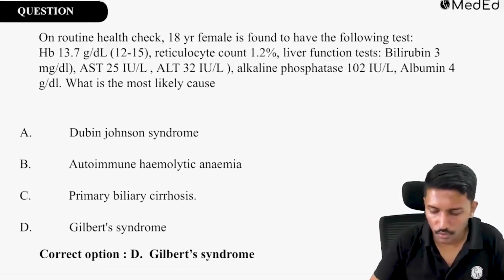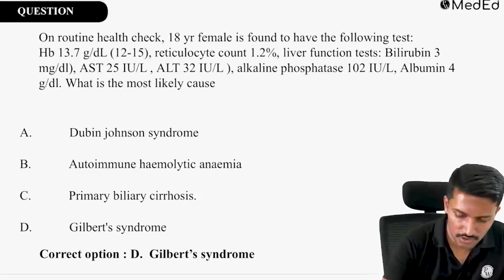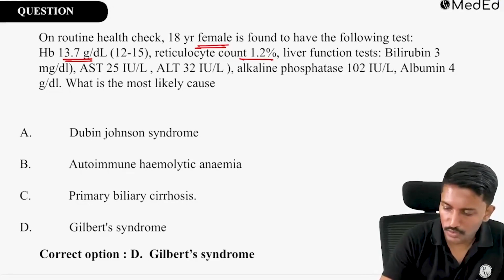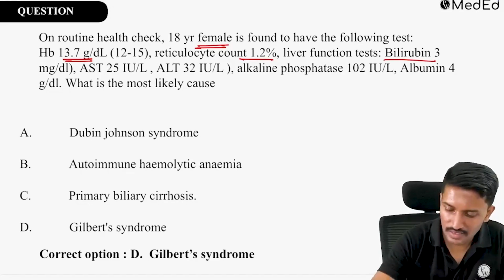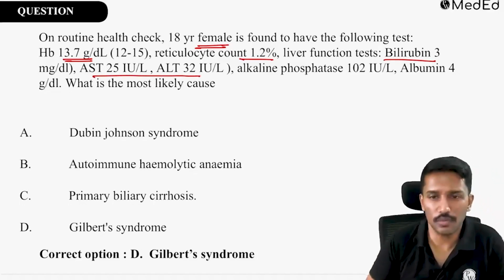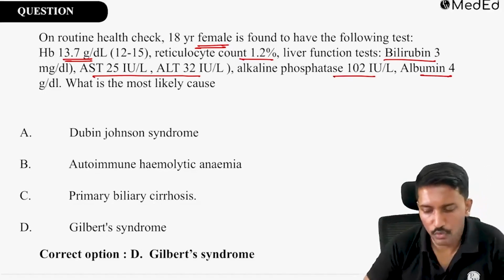Okay. On routine health check, an 18-year-old female is found to have the following test. Gender is female, hemoglobin is 13.7, reticulocyte count is fair, liver function test, bilirubin is 3, AST, ALT are normal. I have told you normal upper limit is generally 40. Alkaline phosphatase is also normal, albumin is also normal. What is the most likely diagnosis?